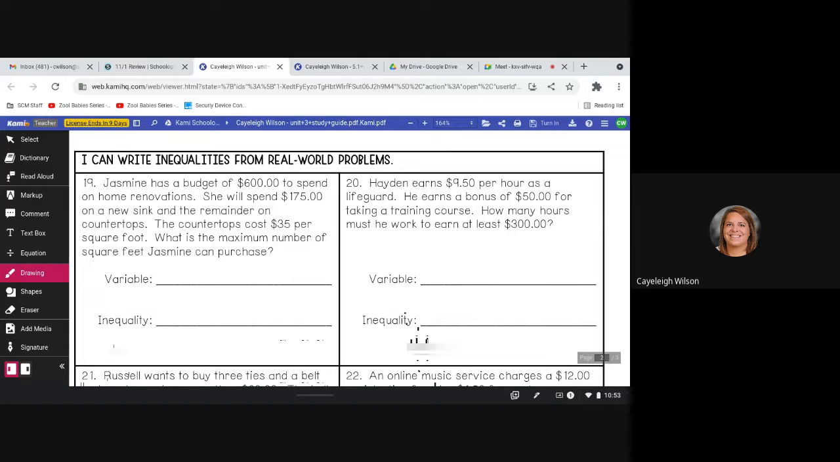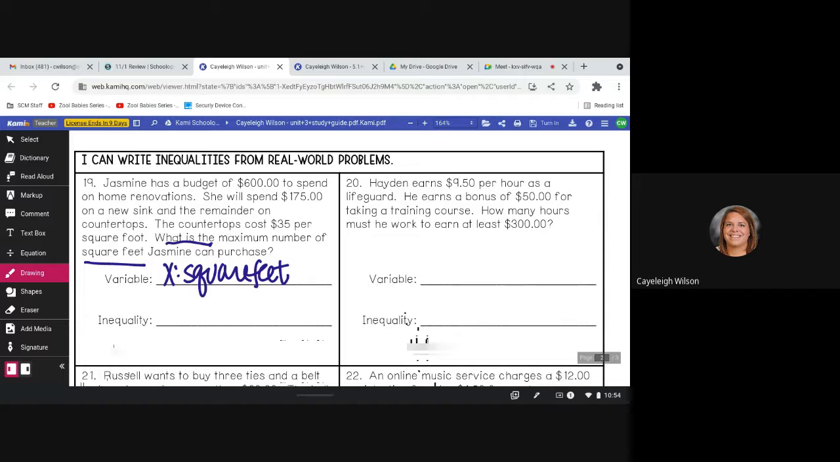So it says Jasmine has a budget of $600 to spend on home renovation. She will spend $175 on a new sink and the remainder on countertops. The countertops cost $35 per square foot. What is the maximum number of square feet Jasmine can purchase? What is the what? The maximum square feet. So I'm going to call X my square feet.